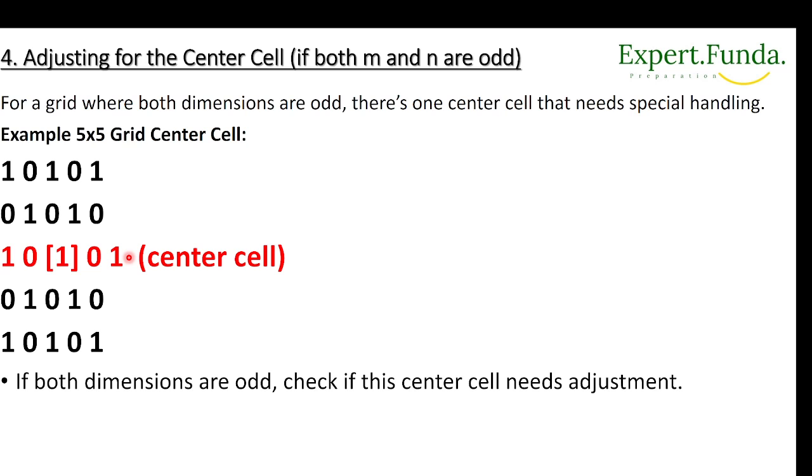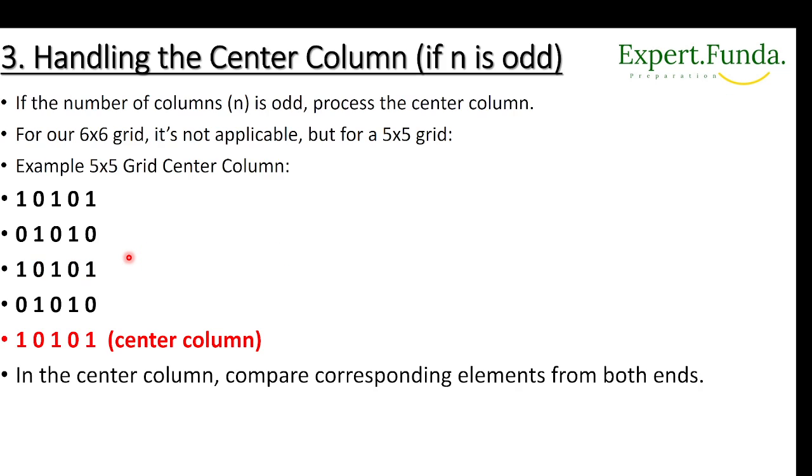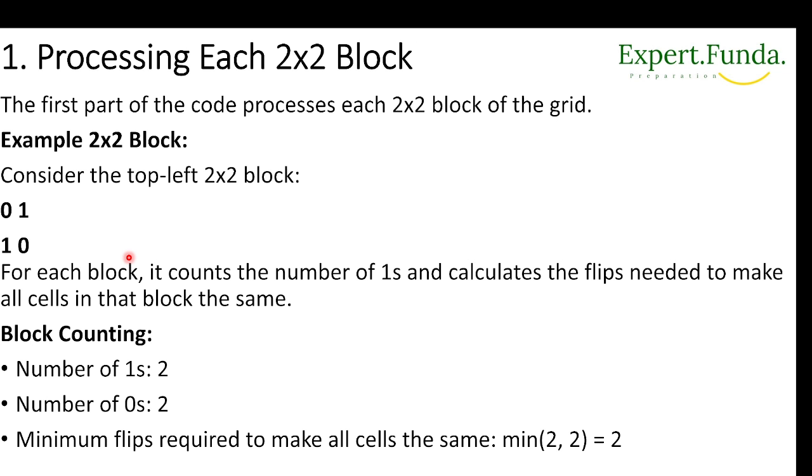So the first step we talked about is that we have to process each block, and for each block we count the number of 1s and 0s, and find the minimum flips required to make all the cells the same. To do that, we take the minimum of 2 and 2, where the number of 1s is 2 and the number of zeros is 2. So we find the minimum is 2.